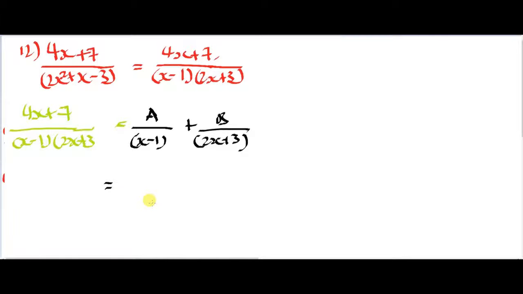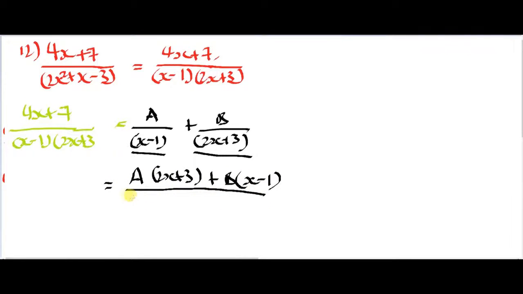And now next you have to flatten it out. When I say flatten, I basically mean you have to have the same denominator for each one. So you have A(2x + 3) and B(x - 1), and you have the same common denominator, right?